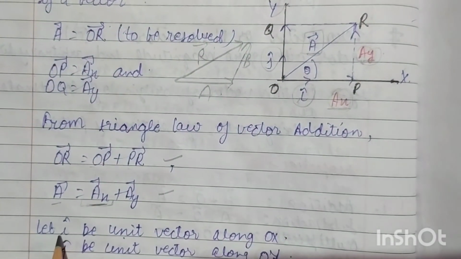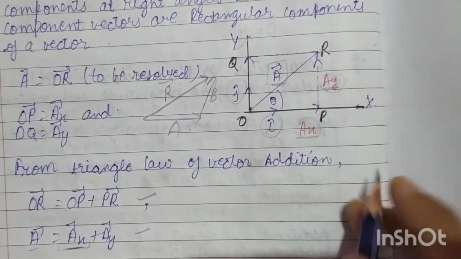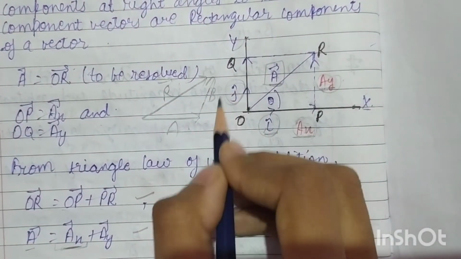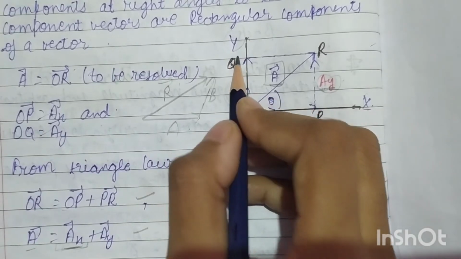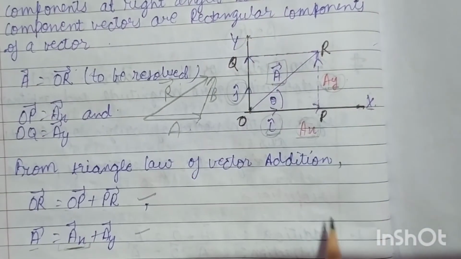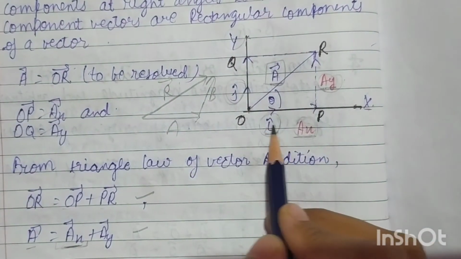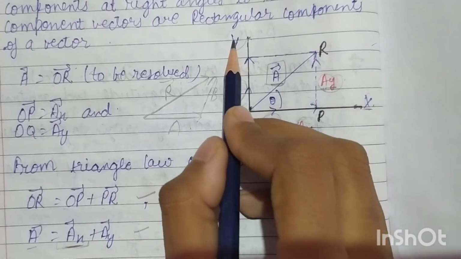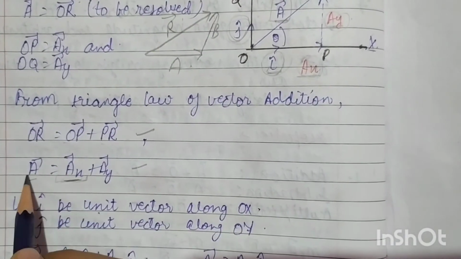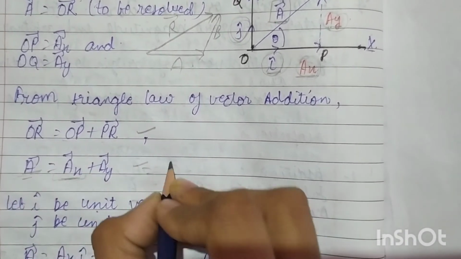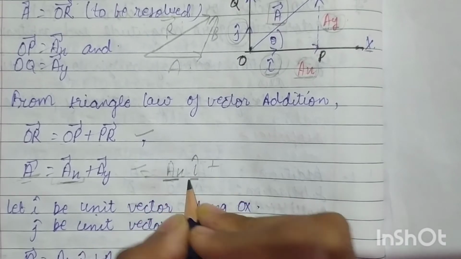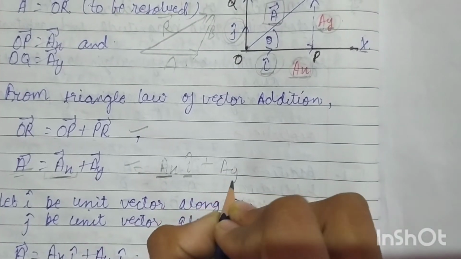Now we already know that i cap is the direction along the x-axis, and j cap is the unit vector along the y-axis. So we can say that i cap is the unit vector along OX and j cap is the unit vector along the y-axis. Now we can write this vector ax as ax i cap, that means magnitude and direction separately, plus ay j cap.